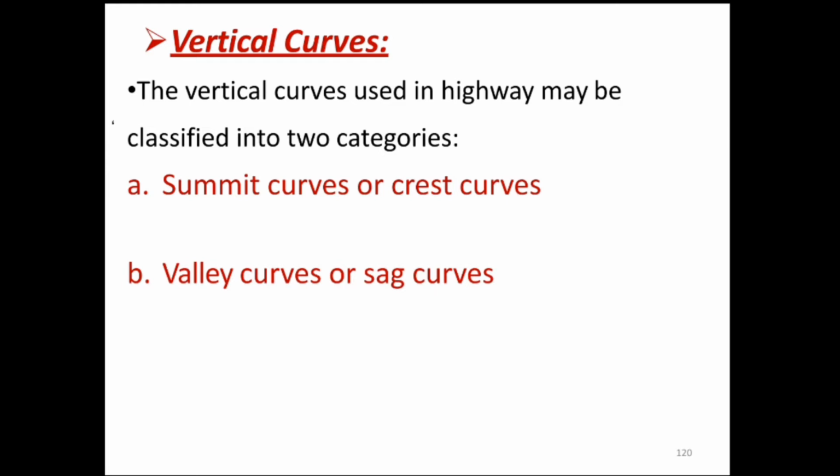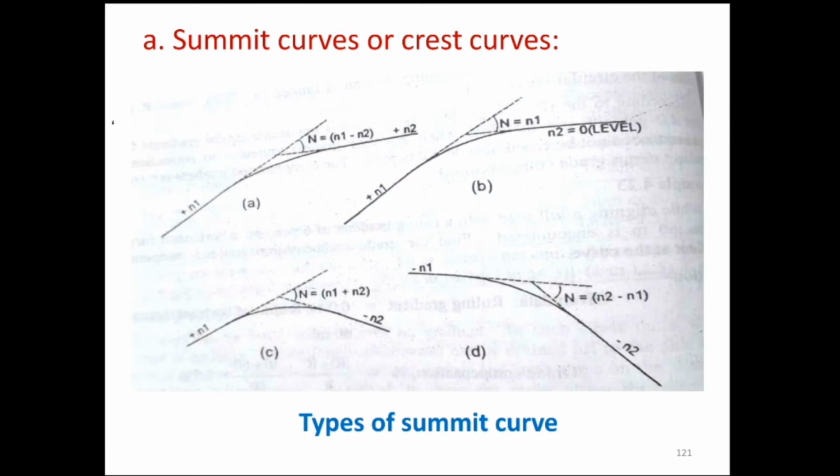The vertical curves used in the highway may be classified into two categories. A. The summit curves or the crest curves with the convexity upwards, and B. The valley or the sag curves with the concavity upwards. In this first case, there are the summit curves or the crest curves.